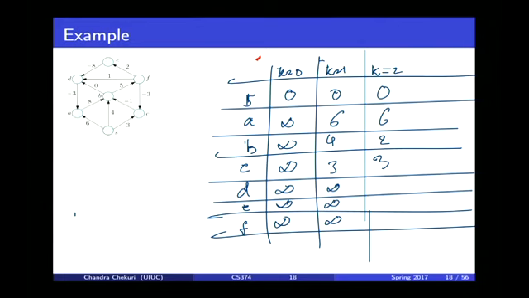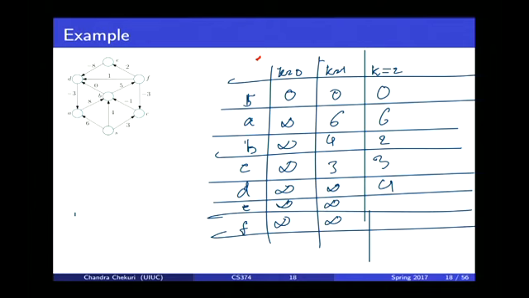For D, if I want to come here, it is infinity, from here it is infinity, but from here I already have dB1 is 4, so it will be 4. Is it okay? So be careful, it is not 3 plus 0, it is 4 plus 0, because I'm constraining you to use only 2 edges.